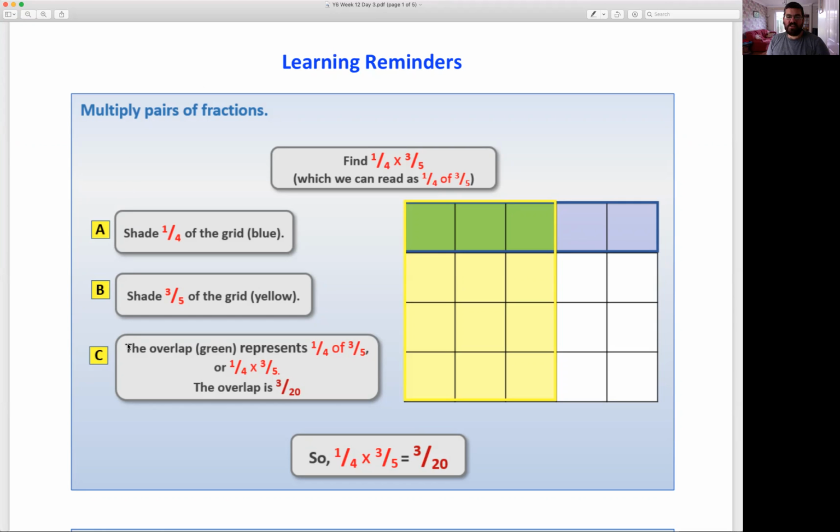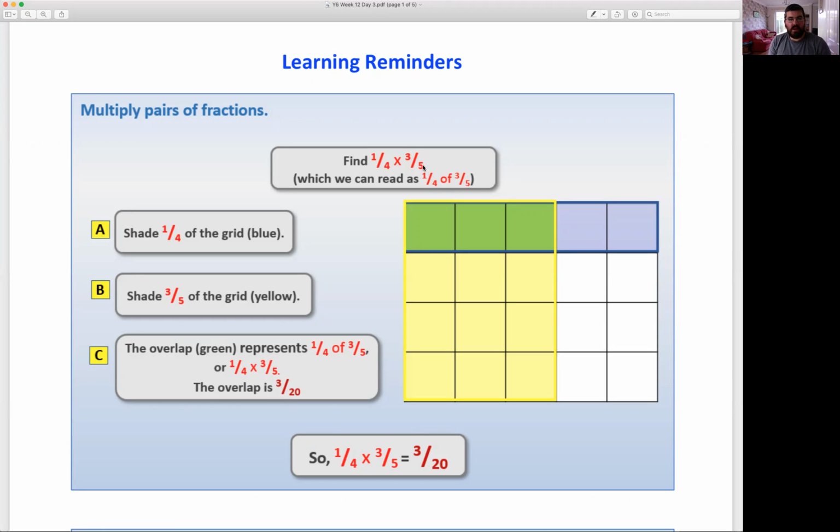So here's quite a nice diagram. You should be able to see it on the screen, which is going to hopefully help you to understand that this is the sum, okay? And we're multiplying fractions: 1/4 times 3/5. Now, when we times something by a fraction, we're actually finding the fraction of that number.